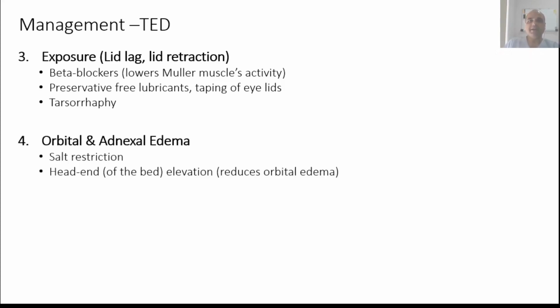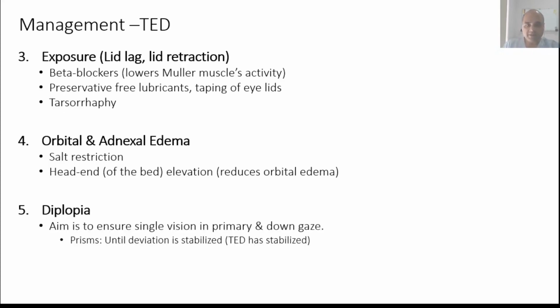For orbital and adnexal edema, which was the sign after the lid retraction sign, this requires salt restriction so that the fluid collection in the body reduces. You can also elevate the head end of the bed, which reduces orbital edema.